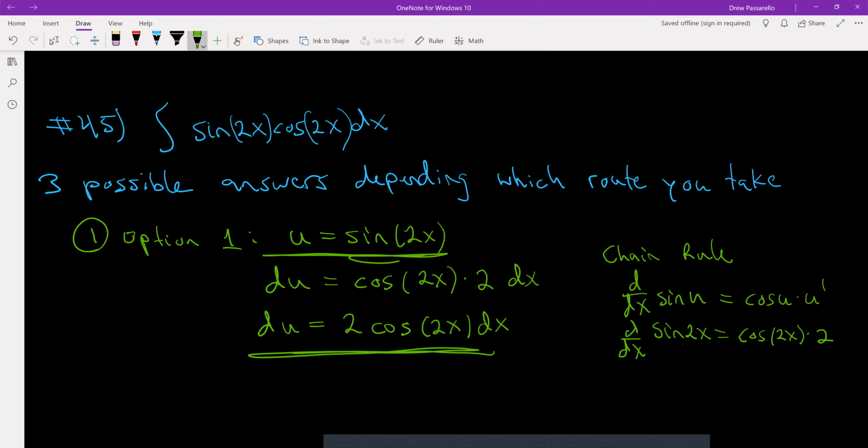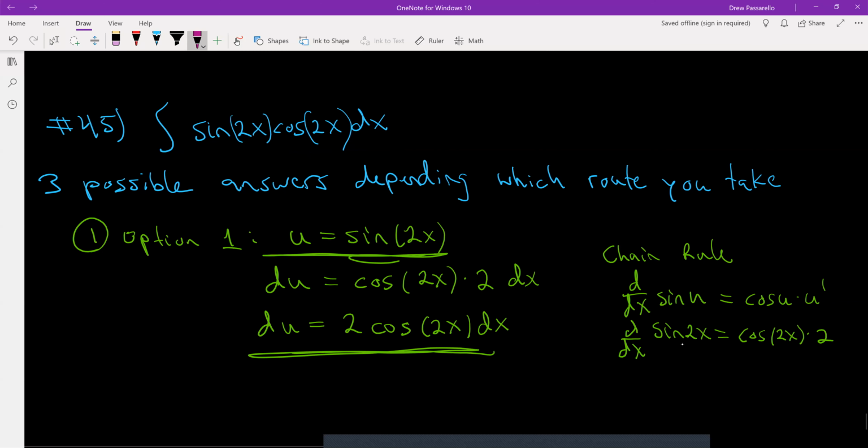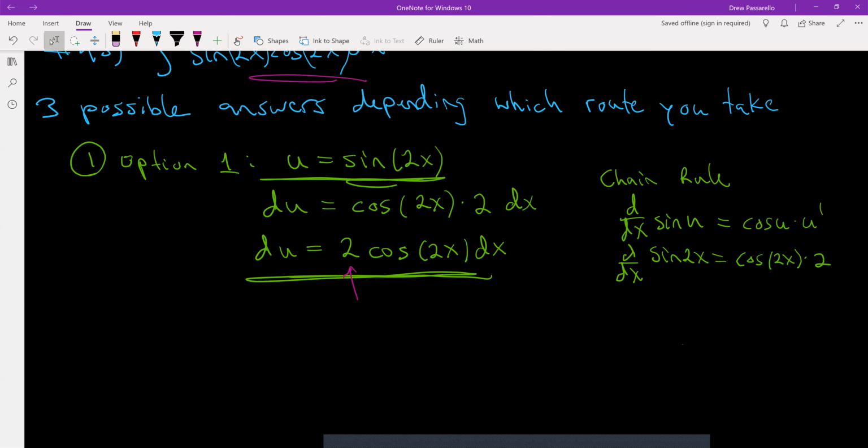Now notice in the problem, I have just cosine of 2x. So I would have to divide both sides by 2, or multiply by a half. Then I would have 1/2 du is equal to cosine of 2x dx.